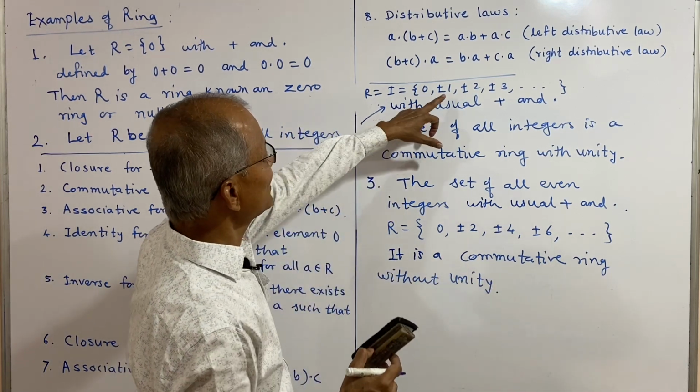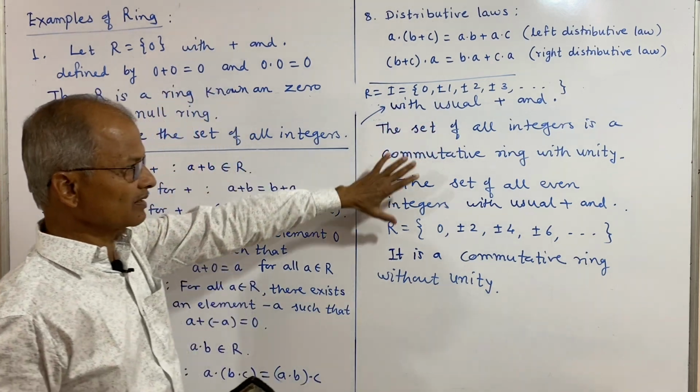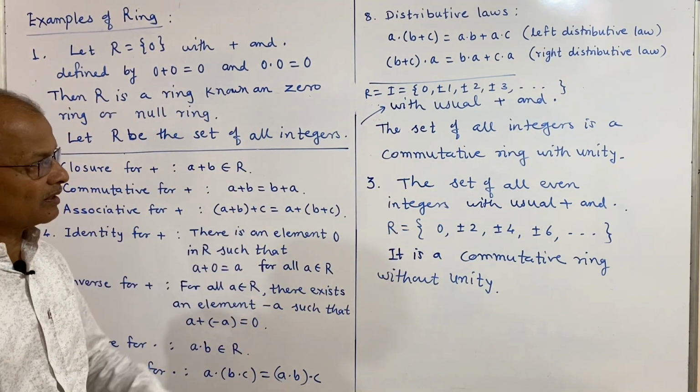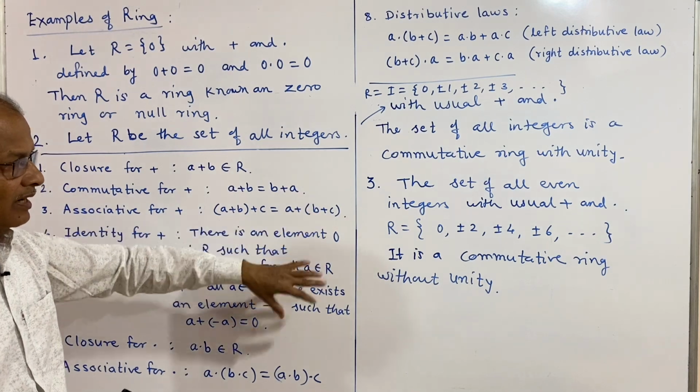Because in the earlier example the unity element, plus 1, is there, and thus we have differentiated the example where the ring has unity and the ring without unity.